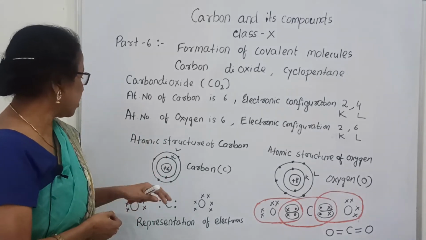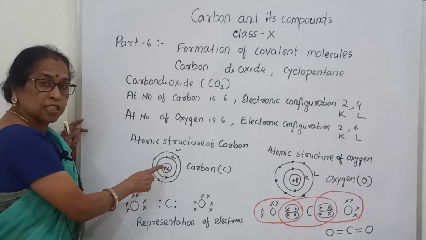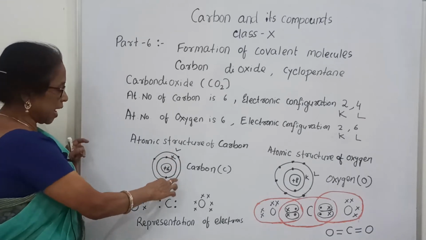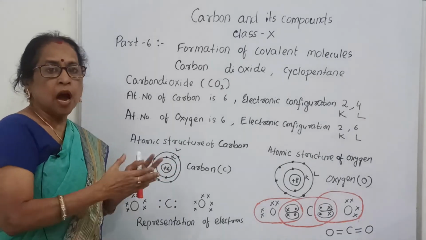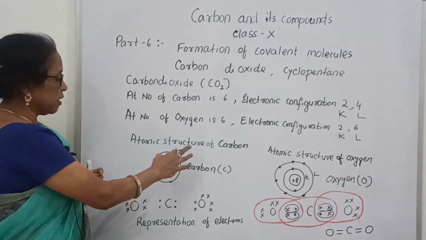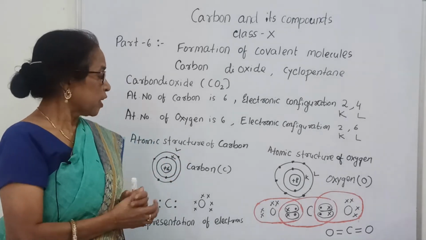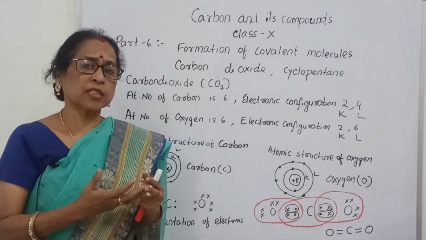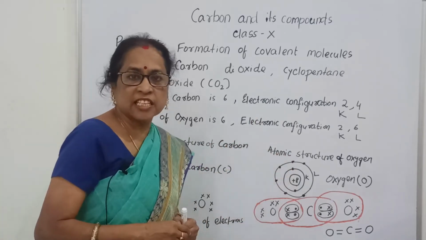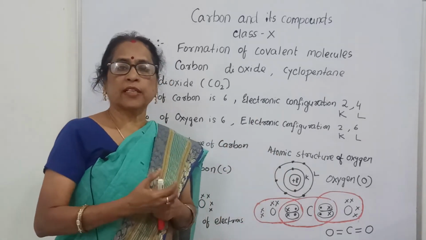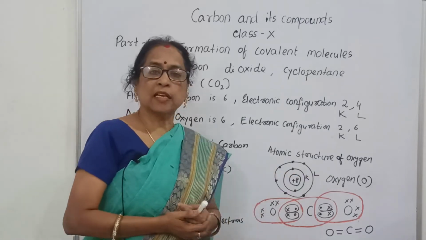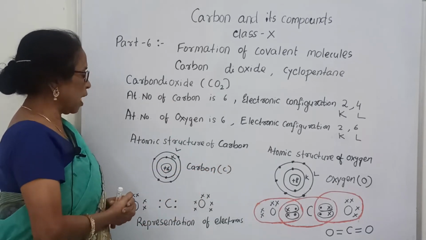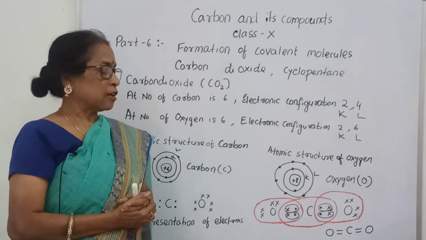Now the atomic structure of carbon: this is plus 6, meaning the protons, that is 6 in number, and in the K shell 2 electrons and the L shell having 4 electrons. That means the outer shell, the L shell, contains 4 electrons. Similarly, the atomic structure of oxygen: here plus 8 means 8 protons inside the nucleus, whereas the K shell contains 2 electrons and the L shell contains 6 electrons. These are the representations of the carbon and oxygen atomic structures.